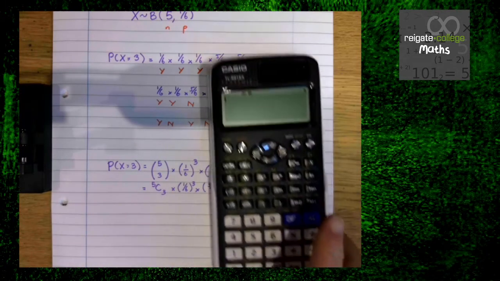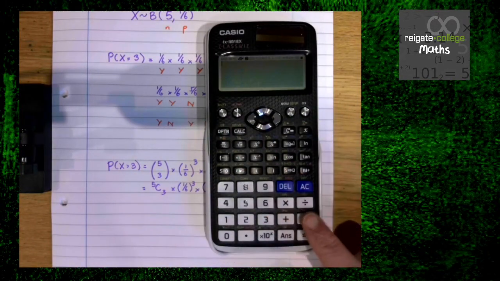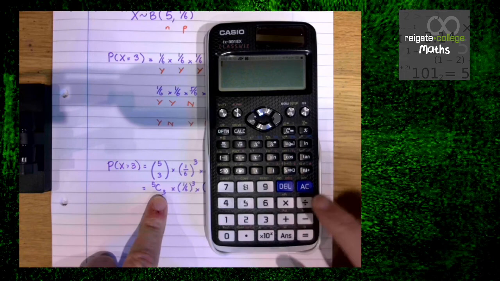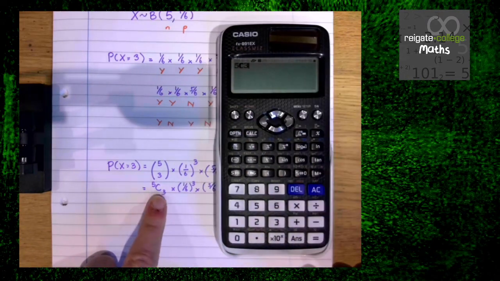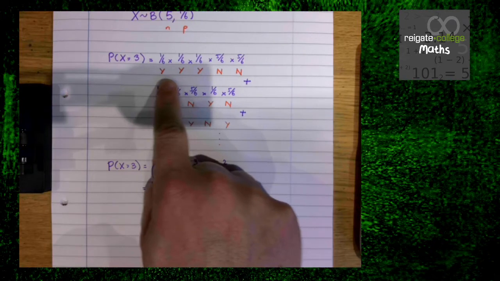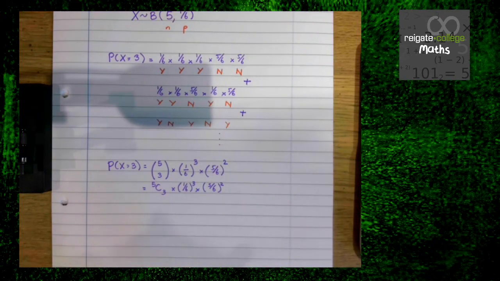So, if you get your calculators, if you look at the divide button, you'll notice above it you have nCr. That's this here. So 5C3. And that will give you this number. We can see there's 10. So what this means is there's 10 different ways of writing 3 Ys and 2 Ns. That's what that means.